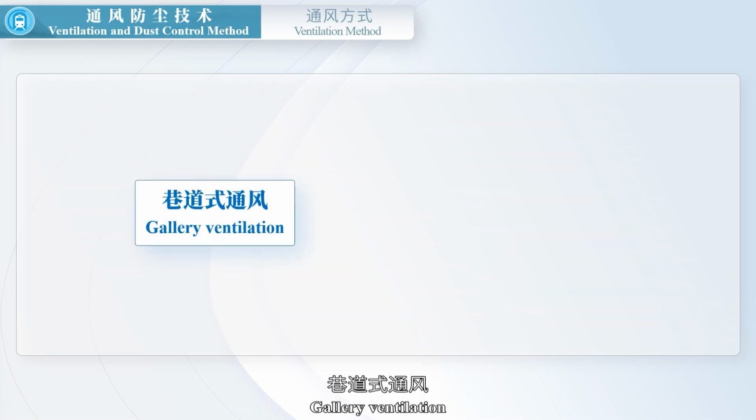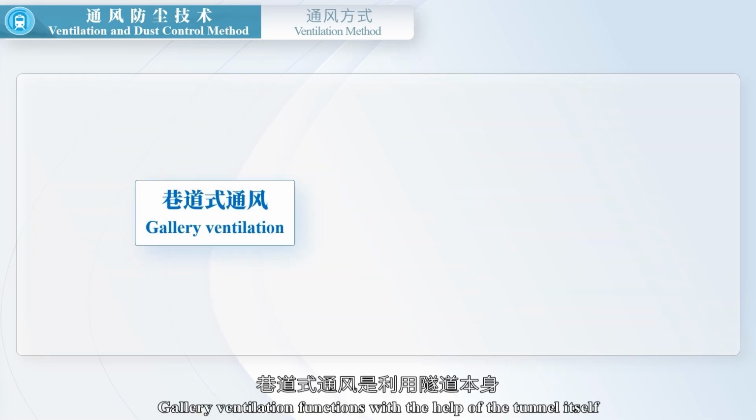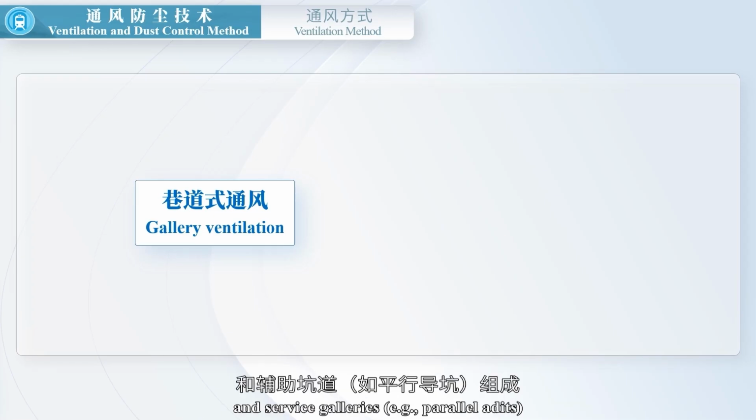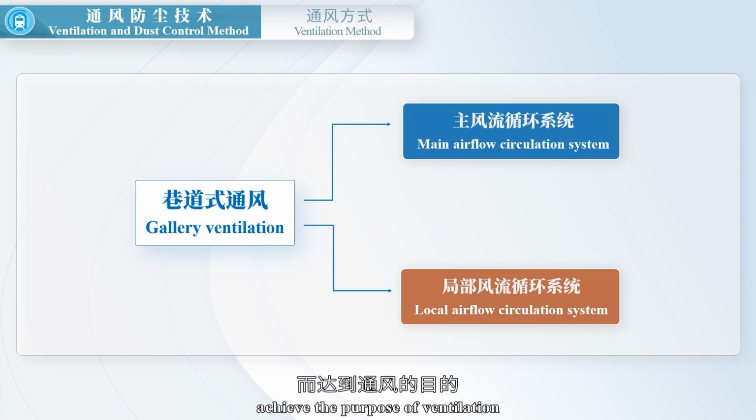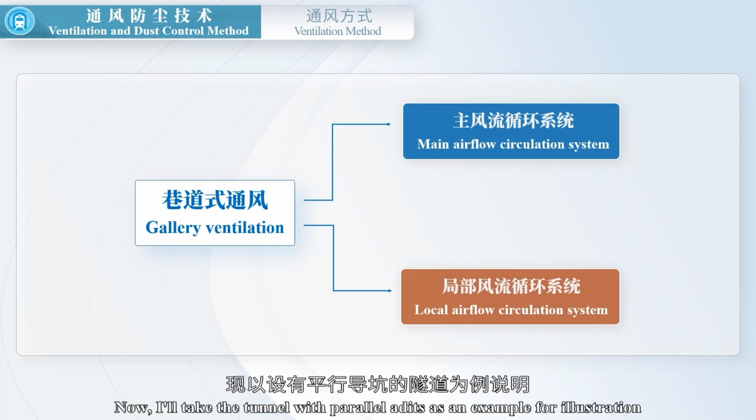Gallery ventilation. Gallery ventilation functions with the help of the tunnel itself and service galleries, e.g., parallel adits. The main airflow circulation system and local airflow circulation system function together to achieve the purpose of ventilation. Now, I'll take the tunnel with parallel adits as an example for illustration.